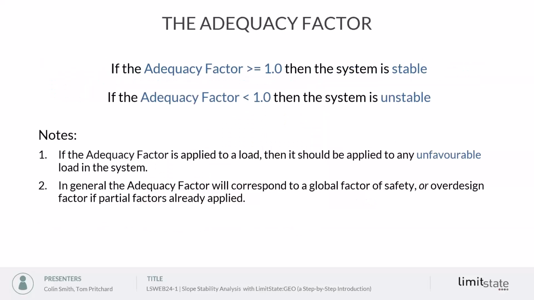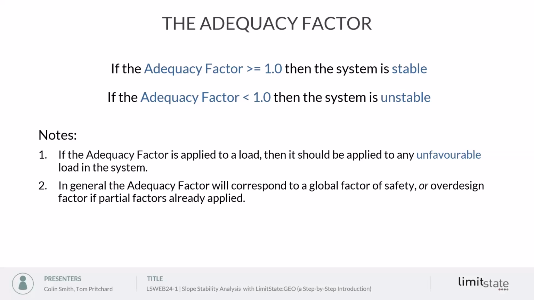So, sorry, one last slide just to wrap up. This adequacy factor that we obtain is a fairly simple rule of thumb and fairly obvious. If the adequacy factor is bigger than 1, then your system is stable. And if it's less than 1, the system is unstable.